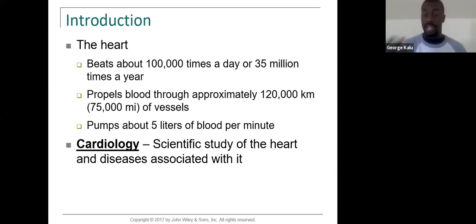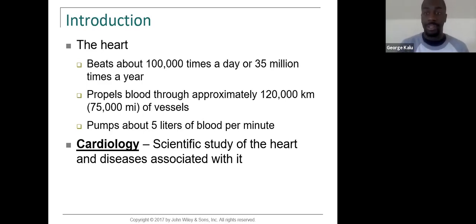As it contracts, it's going to be pumping blood through about 75,000 miles worth of blood vessels that are all stuffed in our body. It's a pretty incredible system. The heart pumps about 5 liters of blood every minute, and if you remember from chapter 12, we have about 5 liters of blood running through our body. So every minute, your heart is pumping through all of the blood in your body, your entire circulation.